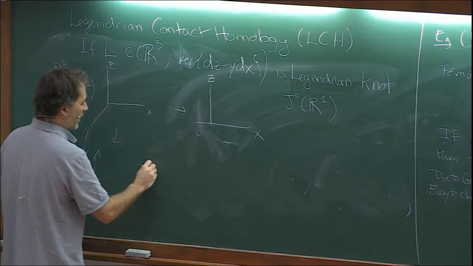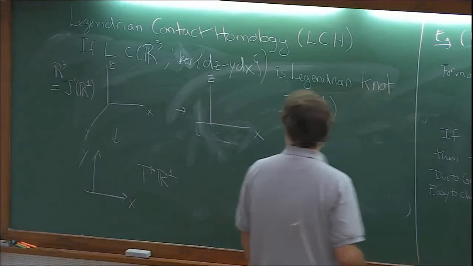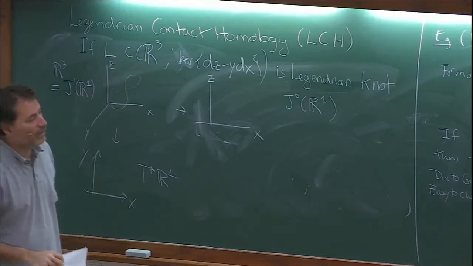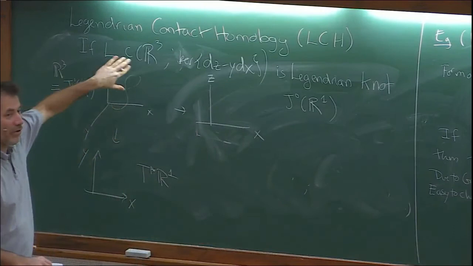So if you were to draw some standard Legendrian, I'm supposed to draw something which is tangent everywhere to these planes. It's hard to draw that, but imagine that the planes are twisting and that's forcing your curve to go in a certain direction.